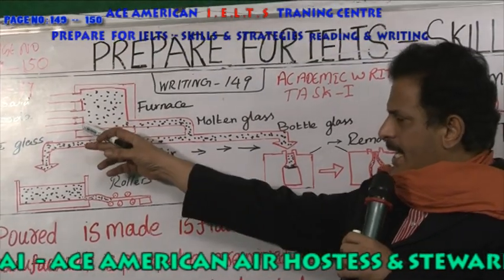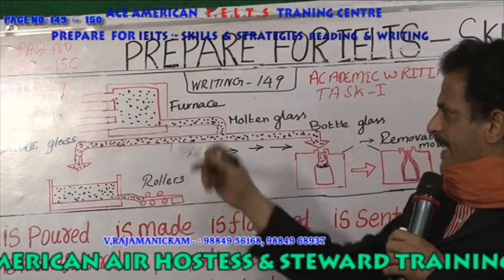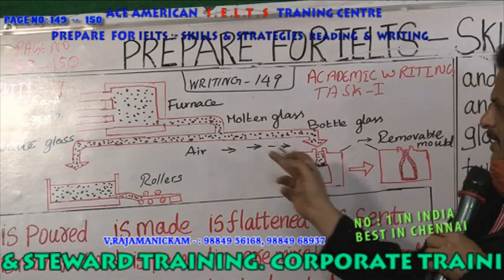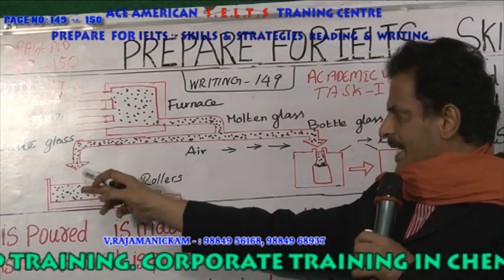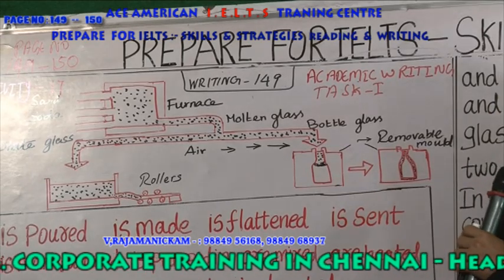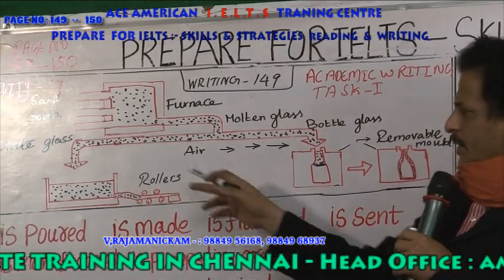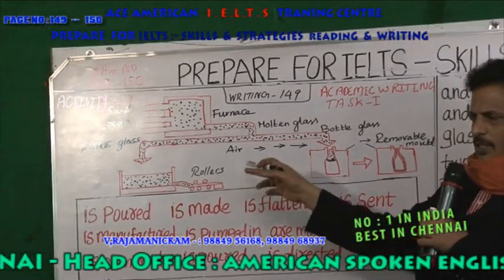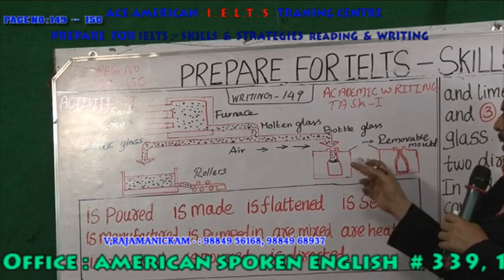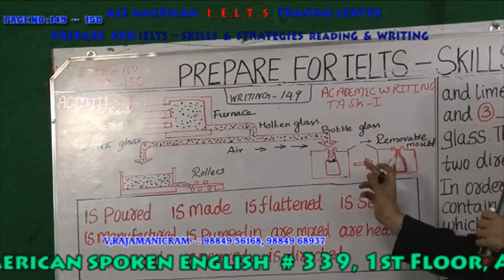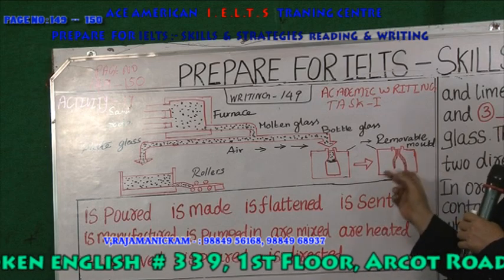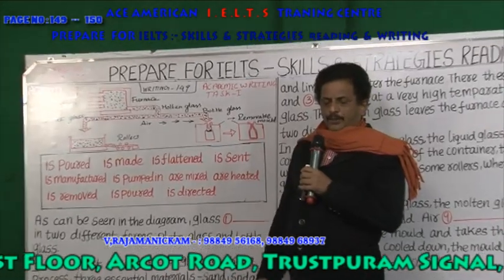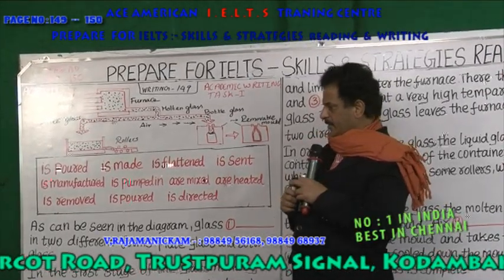So sand, soda and limestone, three are mixed, put into a furnace, and it is divided into two parts. In the first part, the plate glass is made. In the second part, bottle glass is made. So it is poured into a container and it is rolled out. Plate glass you get, and for bottle glass, it is poured into a removable mold, and you get, what is that? Bottle glass. So this is the process which you see. How do you write? Here the writer goes in for writing like this.